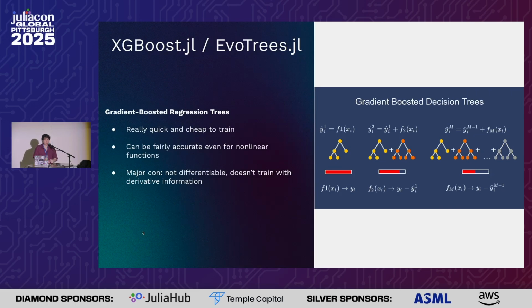The first one is one that I think is woefully underutilized, right? I think a lot of people have gone to deep learning, and they just go deep learning first all the time these days. But gradient-boosted regression trees, or gradient-boosted decision trees, they're quick to train. They're fairly accurate, even on very nonlinear functions. Their major difficulty is that they're not differentiable, right? So the surrogate model itself that you get out of this is not differentiable, and it doesn't use derivative information to train. I'll talk about using derivative information in a second. So there are some downsides to these, but if you just have tabular data, these things are extremely good.